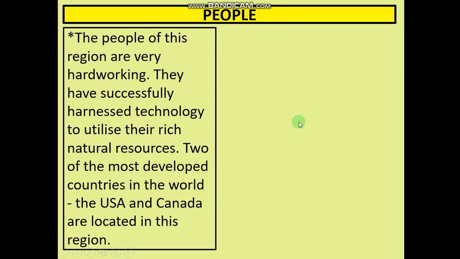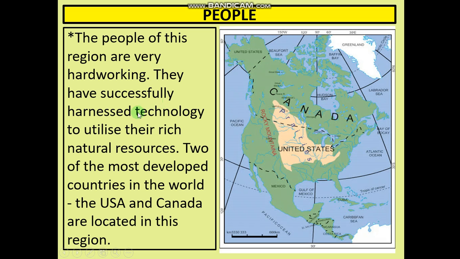Let us talk about the people now. The people of this region are very hardworking. They have successfully harnessed technology to utilize this rich natural resource. Two of the most developed countries in the world, USA and Canada, both lie in this region because they have utilized these prairies.